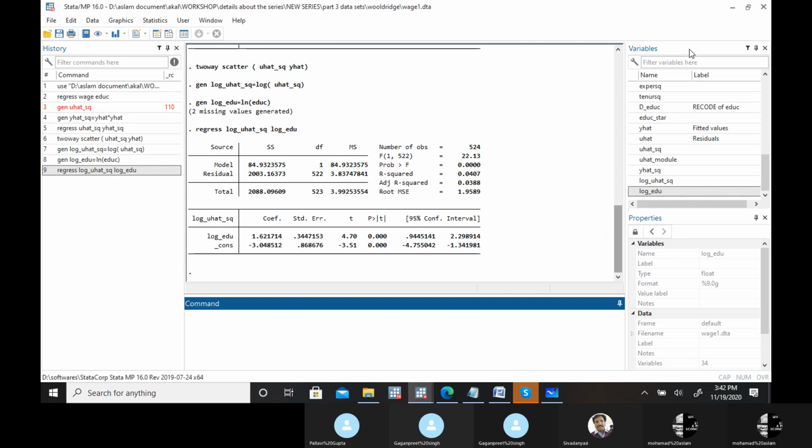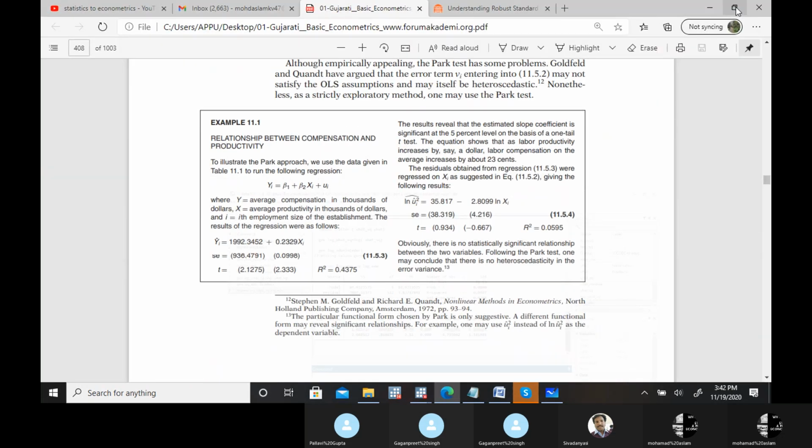So in all these tests which we applied in this education example, and as I told you in the beginning with the graph, this change in the variation, or higher variation in u hat at higher values, is indicating heteroscedasticity. So in all the tests we found this heteroscedasticity, right? So this is the Park test.